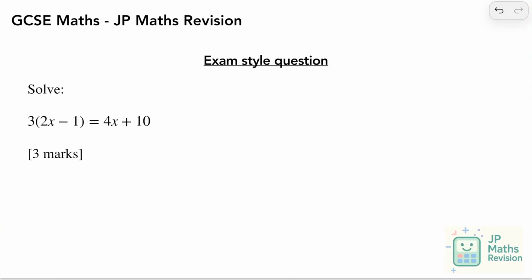So here's an exam style question on this topic. We have: solve 2 bracket 2x minus 1 equals 4x plus 10. That's worth 3 marks. I'd say 3 marks is quite generous for that question. It could be worth 2 to 3 marks.